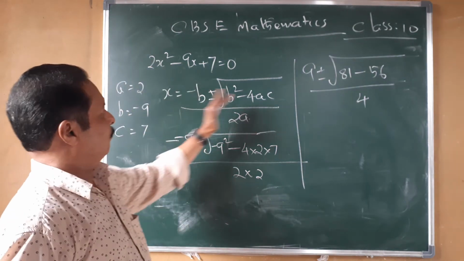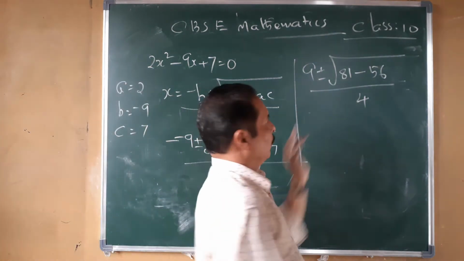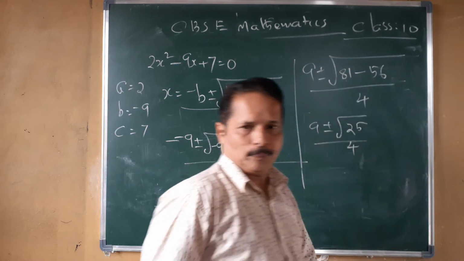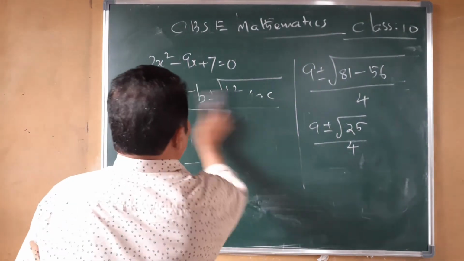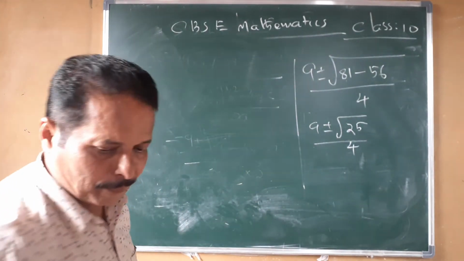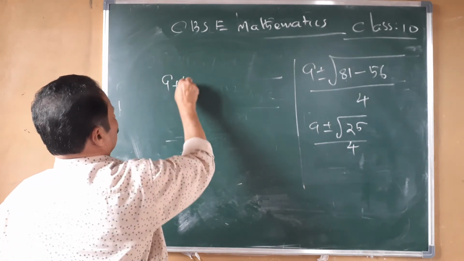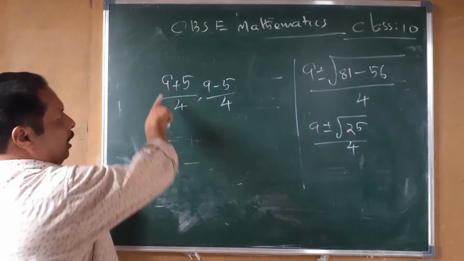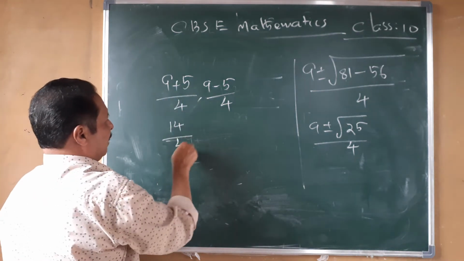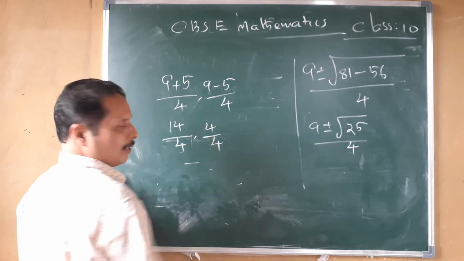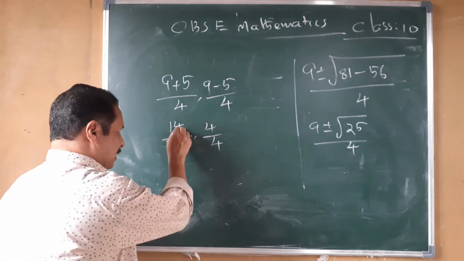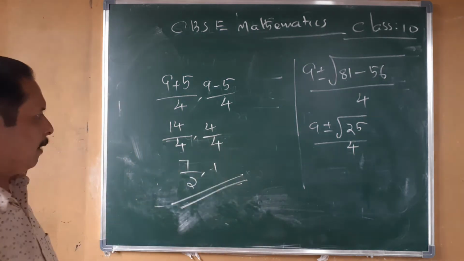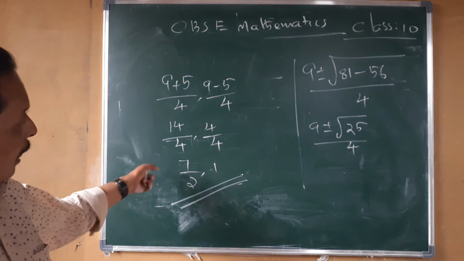A, B, C, formula, substitution, and here 81 minus 56, that's 25, divided by 4. Then what are the two answers? That is 9 plus root 25, which is 5, and 9 minus 5. Any doubt? 9 plus 5 is 14 divided by 4, and 9 minus 5 is 4 divided by 4. Divided by 2, you get 7 by 2 and 1. So the answers are 1 and 7 by 2. The roots are 7 by 2 and 1.